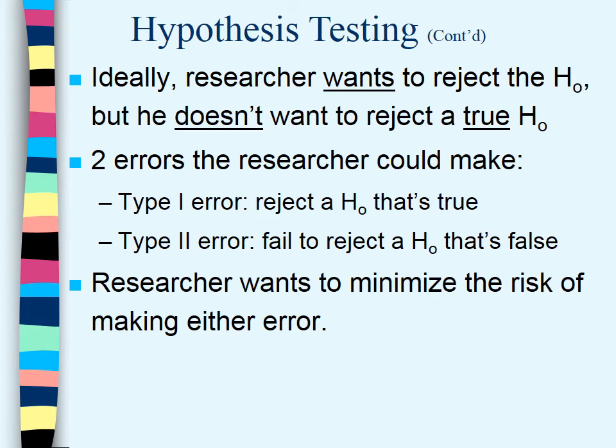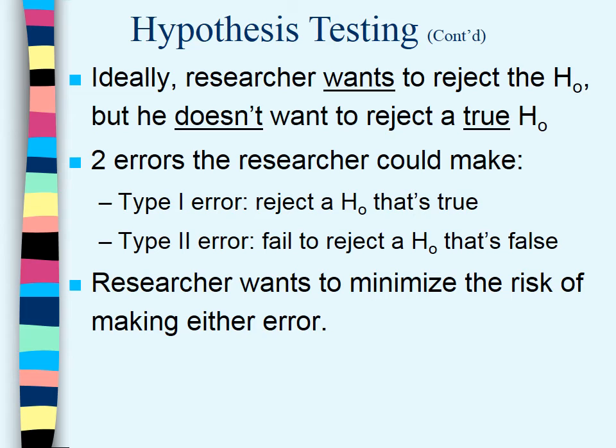That is the whole point of doing the research in the first place. But you don't want to reject a true null hypothesis, because then your research is fabricated or there's an error that could have occurred. The two errors that the researcher could make are a type 1 error and a type 2 error. We have actually discussed this before, but just as a reminder, a type 1 error is what happens when the researcher rejects a null hypothesis that's actually true. A type 2 error occurs when you fail to reject a null hypothesis that's actually false.